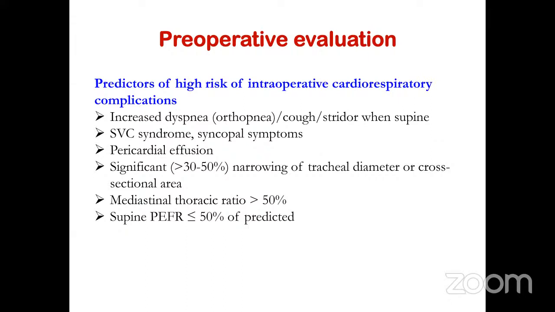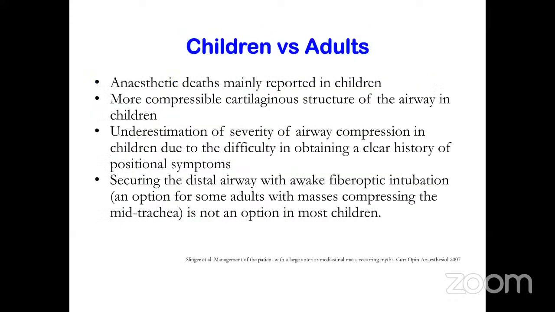Now, just to summarize what I have just mentioned, those patients who would have a high risk of intraoperative cardiorespiratory complications, you need to look for the various predictors, which include increased dyspnea, SVC syndrome, and pericardial effusion. They could have significant narrowing of tracheal diameter, a mediastinal thoracic ratio of more than 50%, and a supine PEFR of less than 50%. Any of these patients requires high-risk management.